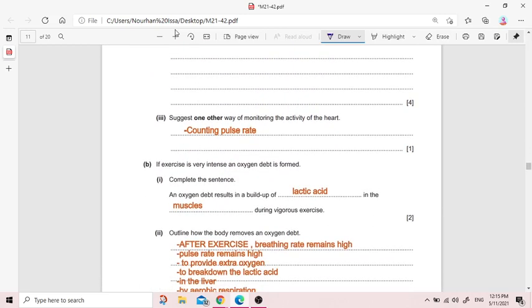So just one other way of monitoring the activity of the heart. He gave me the ECG already, so I can tell him the two other methods, which are counting the pulse rate or listening to the heart sounds, which are the sounds of the valves opening and closing.